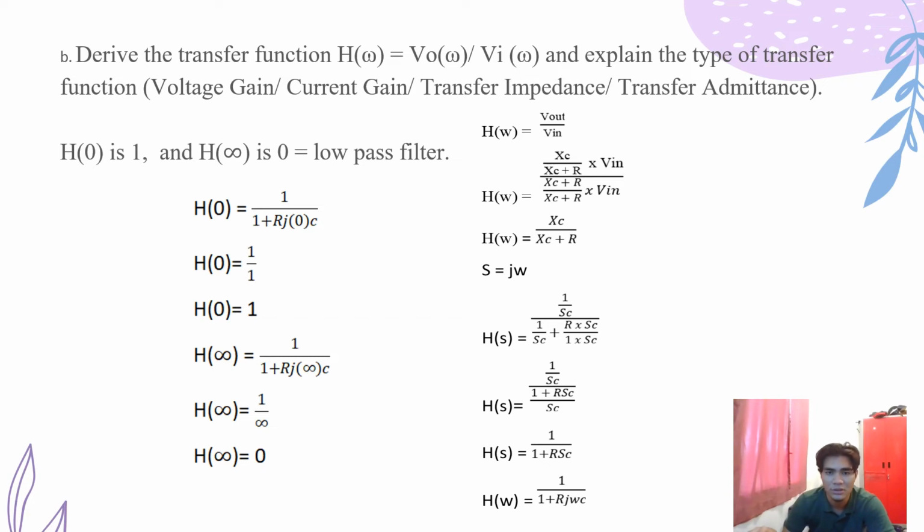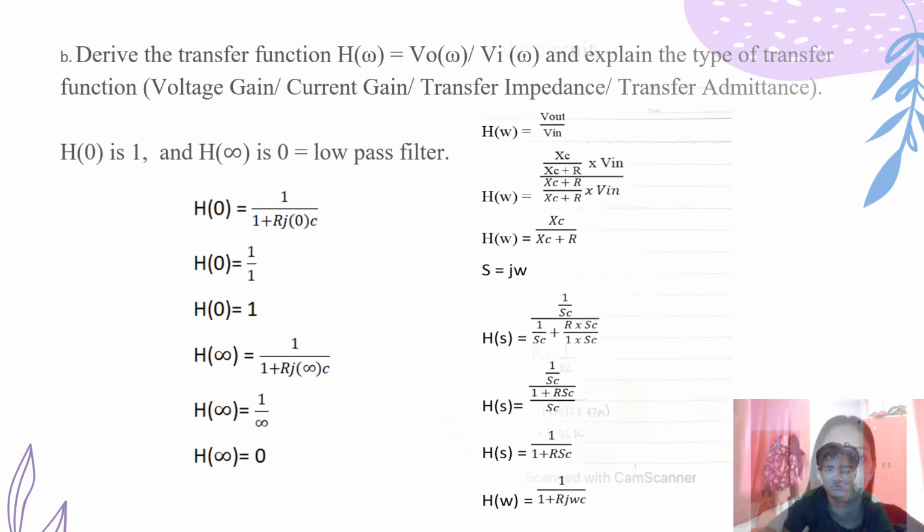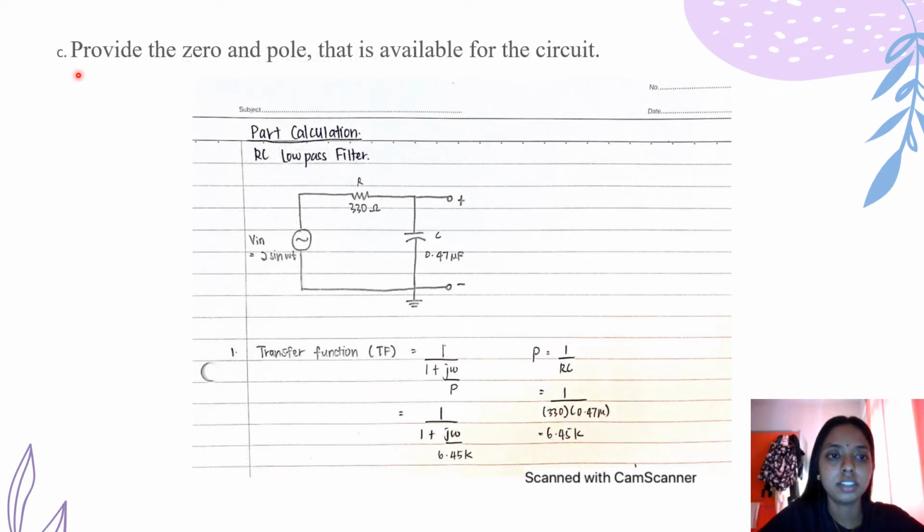So this is the transfer function H omega. C will provide the zero and pole that is available for the circuit. So this is the calculation part for the RC low pass filter, and this is the circuit.